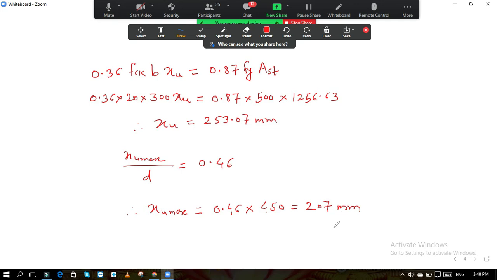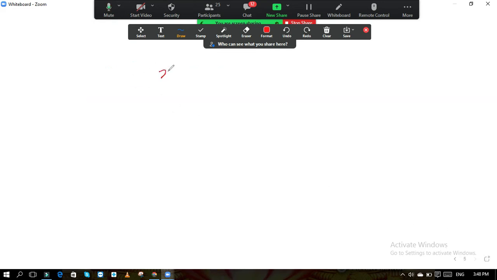Now see the thing. Which is greater and which is less now? Here our Xu is greater than Xu max. What does it imply? It is an over reinforced section. In the over reinforced section, first concrete fails, and that is very dangerous because concrete is a brittle material and it fails suddenly. Concrete fails due to crushing.